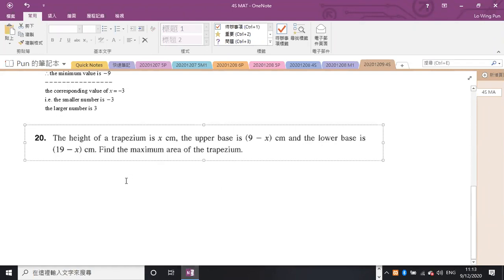Okay, so let's check the answers. Question number 20. The height of a trapezium is x cm, and then the upper base is 9 minus x cm, and lower base is 19 minus x cm. Find the maximum area of the trapezium. Okay, so we are going to find the maximum area, maximum value of the area.